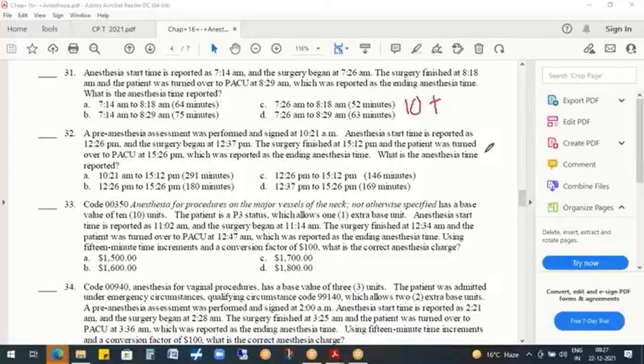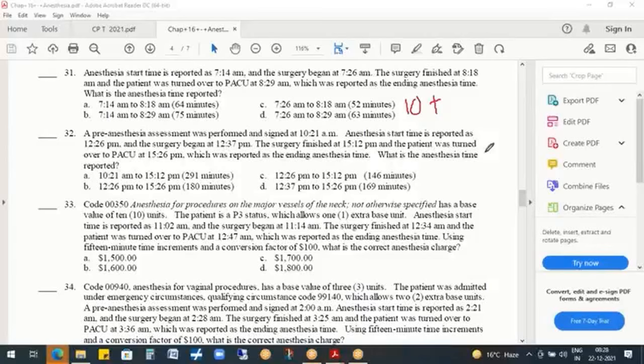11:02 to 12:47. How much is the time? 1 hour 45 minutes. 11:02 is the start time. End time is 12:47. What is the total time? 1 hour 45 minutes. Now what I said, every 15 minutes is considered as 1 unit. Then total how many units are there in 1 hour 45 minutes?